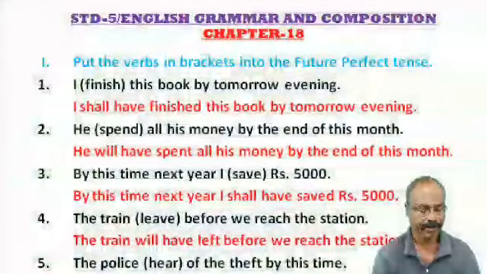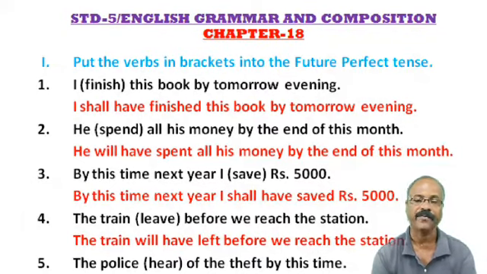Part 1. Put the verbs in brackets into the future perfect tense. Question number 1. I finish this book by tomorrow evening. Answer. I shall have finished this book by tomorrow evening. Number 2. He spent all his money by the end of this month. Answer. He will have spent all his money by the end of this month.